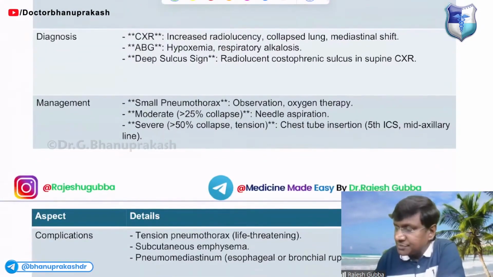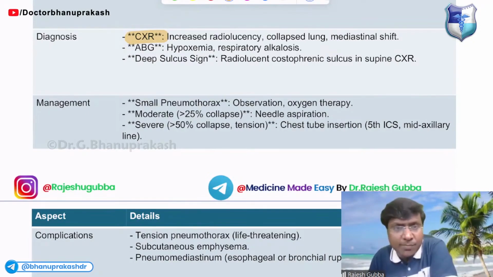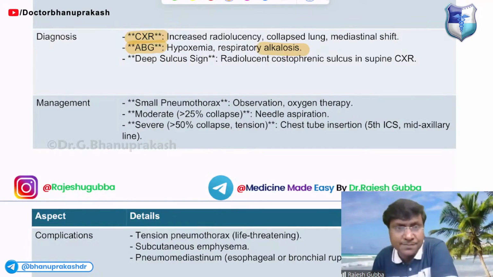And how will you diagnose these patients? Diagnosis of these patients is by the chest X-ray. On chest X-ray, what all you will have? Increased radiolucency, absence of the bronchovascular markings, trachea being shifted to the opposite side. All these are the findings. Whereas ABG, what it will show you is respiratory alkalosis, except in tension pneumothorax. In tension pneumothorax, you'll have respiratory acidosis.